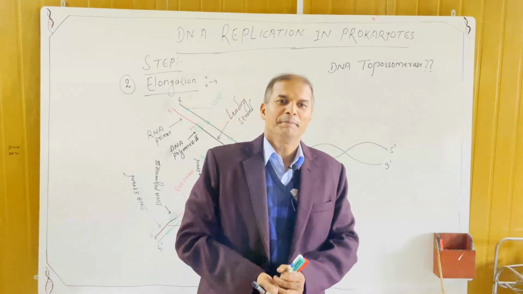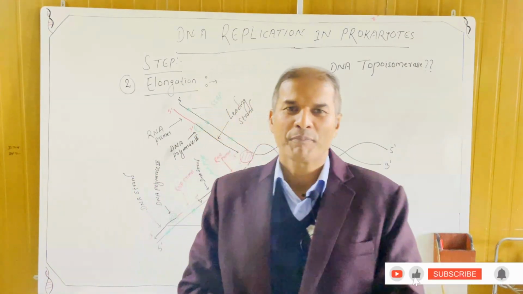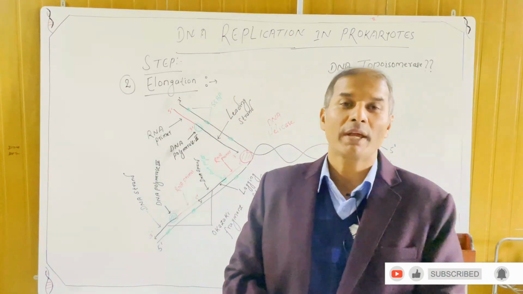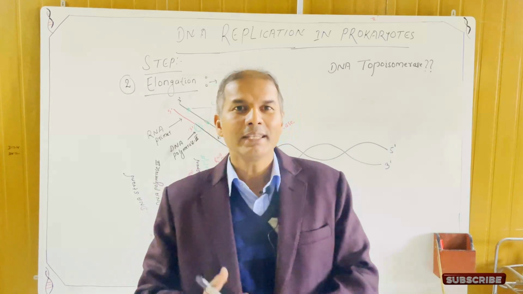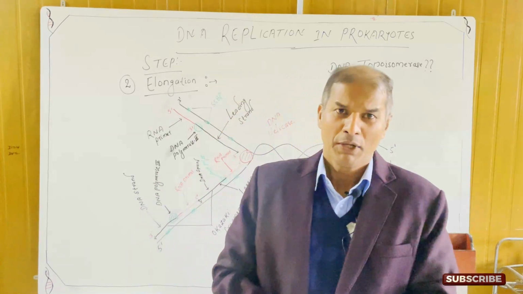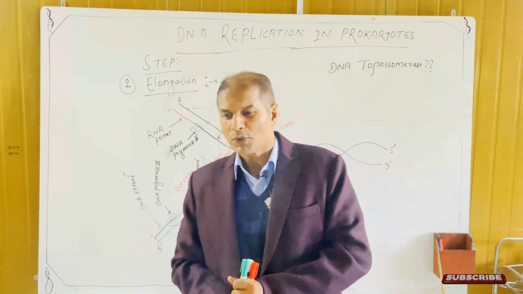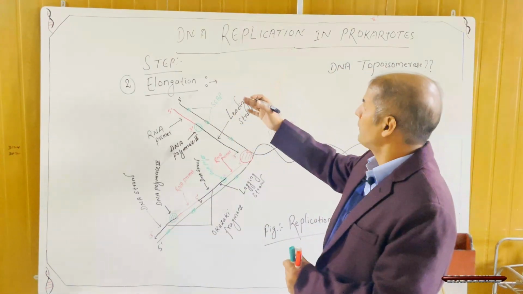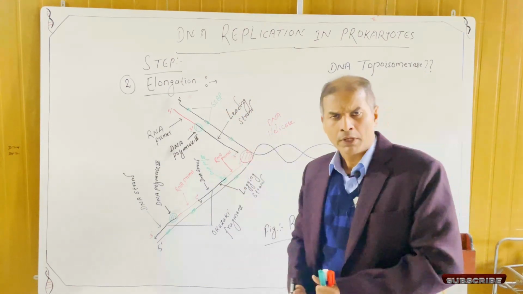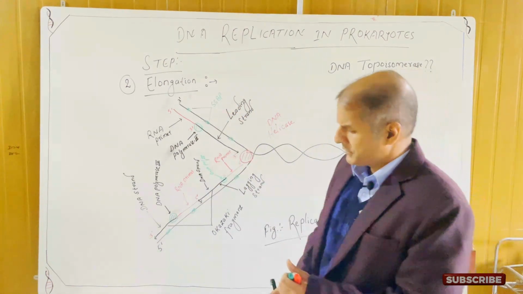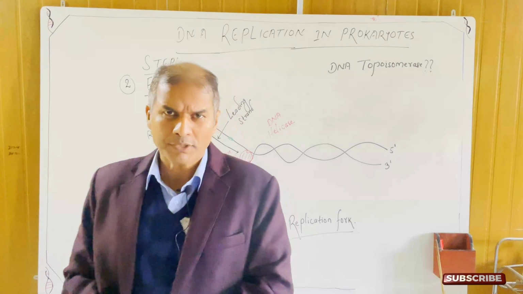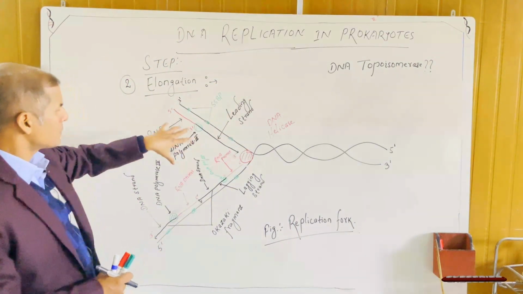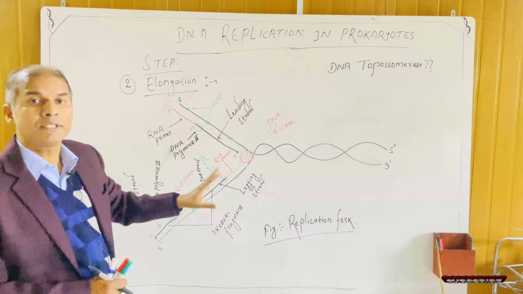So hello everyone. We have completed the process of DNA replication in prokaryotes up to the initiation process. Now we are going to talk about the elongation of DNA replication. We know that in this elongation process, the new strands of DNA are synthesized.